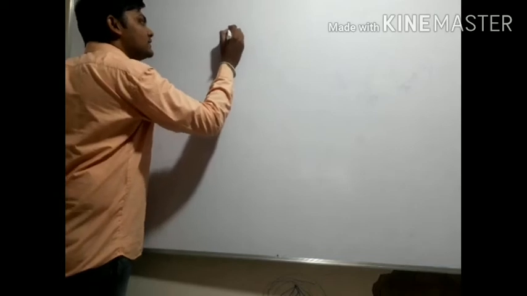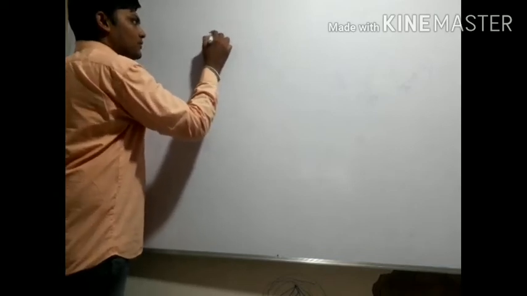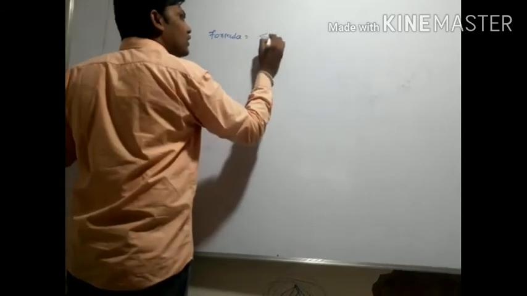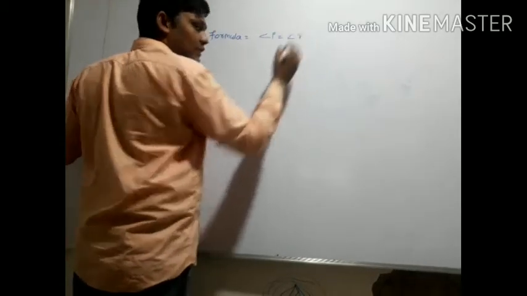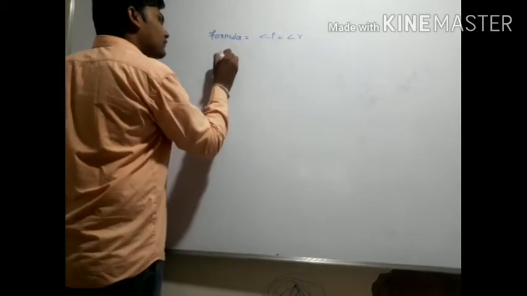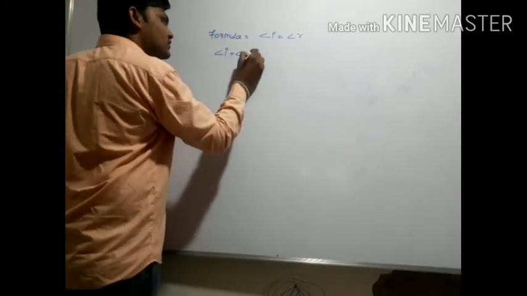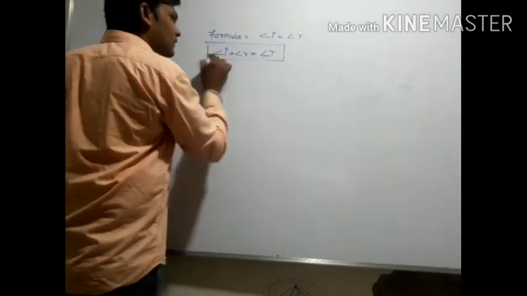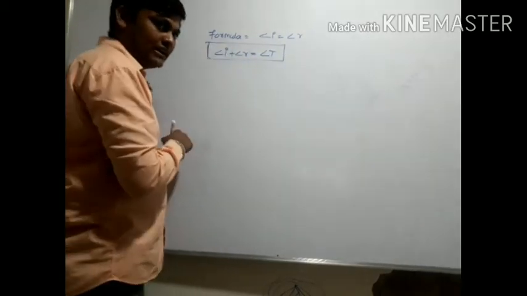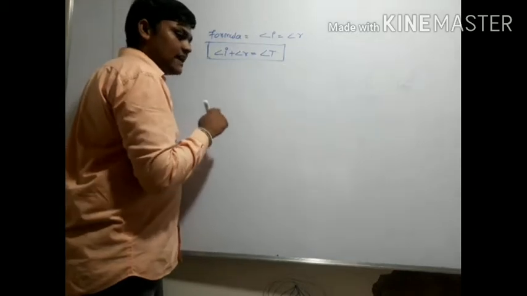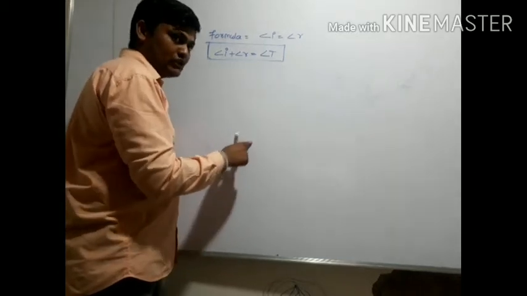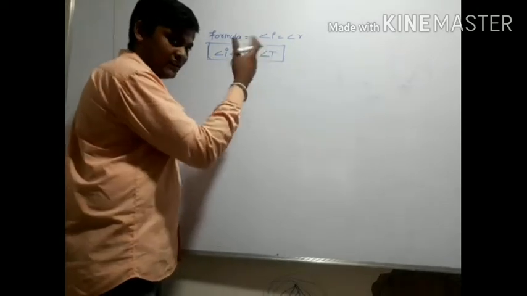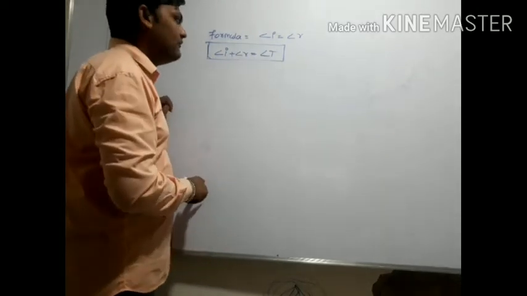So angle of incidence, we have a formula. The formula is: angle of incidence is equal to angle of reflection, and angle of incidence plus angle of reflection is equal to total angle. That we have proved from the earlier equation. For that we have taken 180, 45, all the equations we have taken.